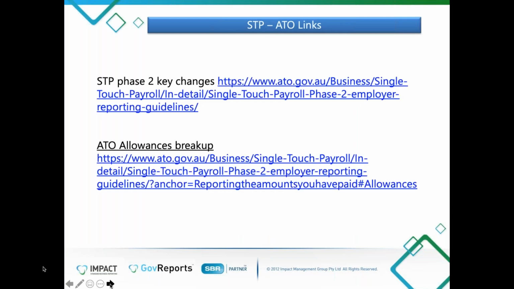There are ATO links, and you will find in the IM, the business and the STP, that those links are available on the screen. So anyone can go and have a look while they're setting something up if they feel they need some explanation from the ATO.